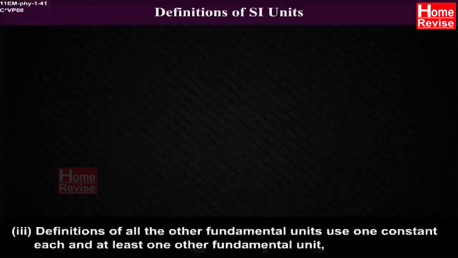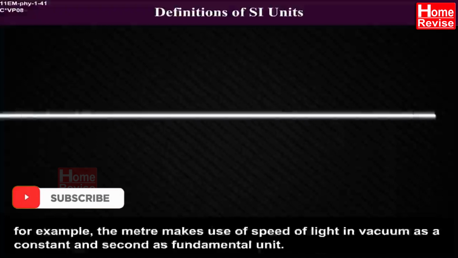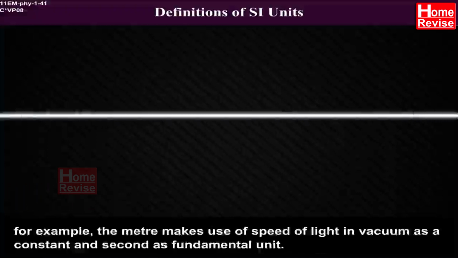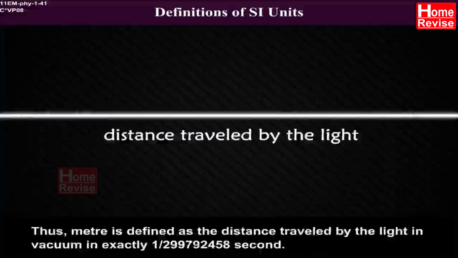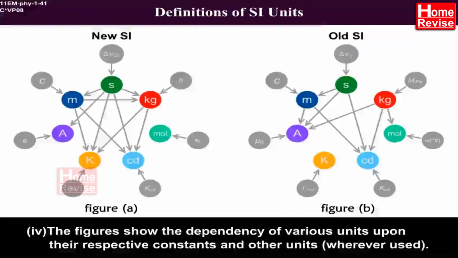3. Definitions of all the other fundamental units use one constant each and at least one other fundamental unit. For example, the meter makes use of speed of light in vacuum as a constant and second as fundamental unit. Thus, meter is defined as the distance travelled by the light in vacuum in exactly 1 upon 299,792,458 second.